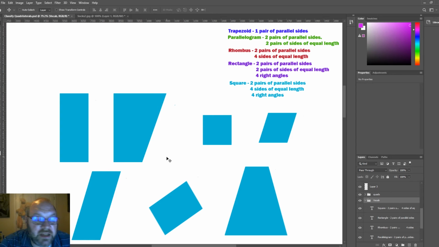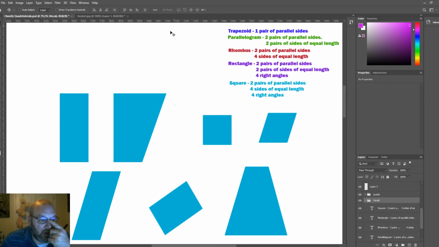So, something else I need to mention. A shape can be more than one thing. Okay? If it meets all the criteria, then it's that. That's what it is. Okay? It doesn't have to be only a square. A square can be different things.